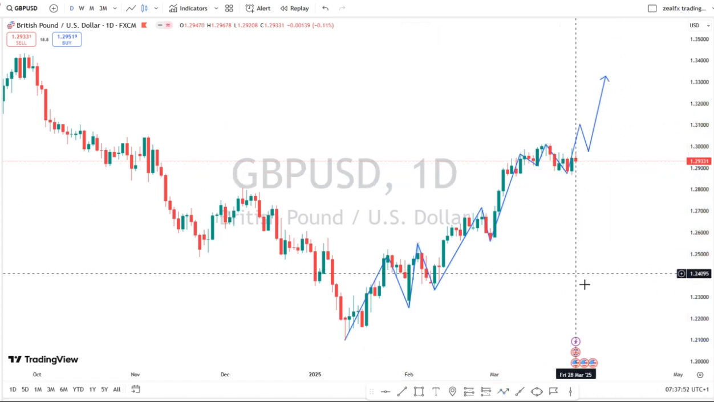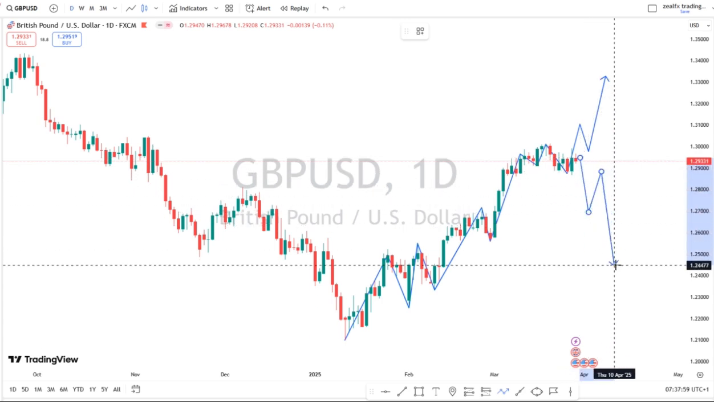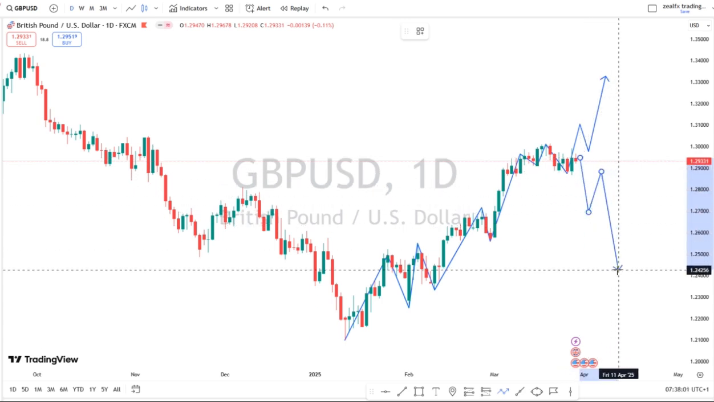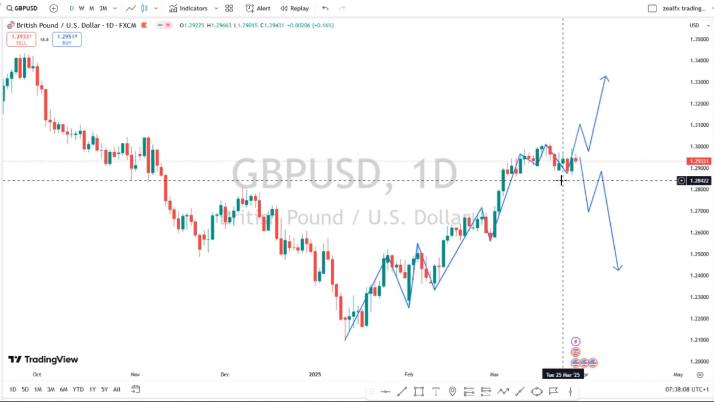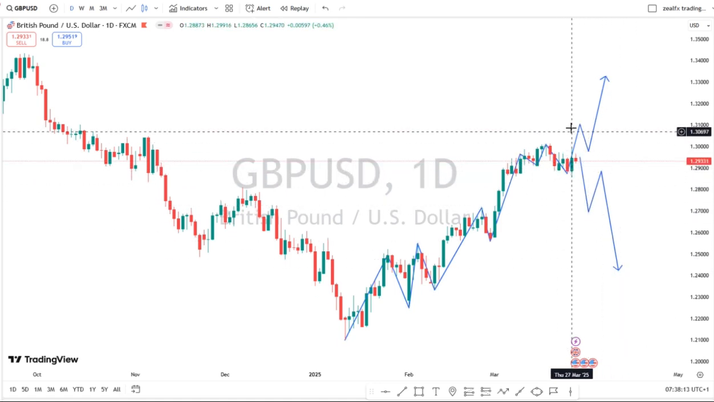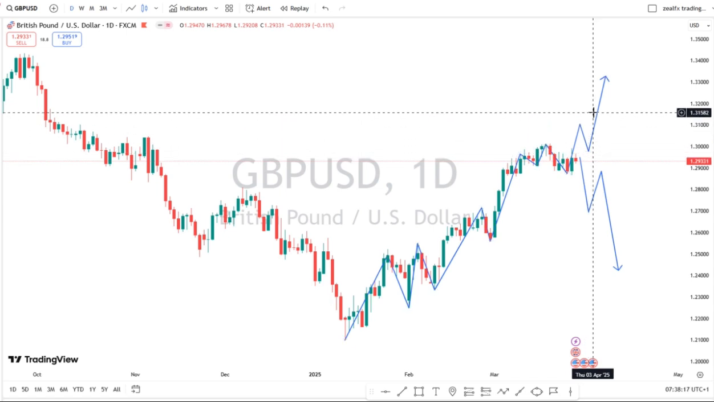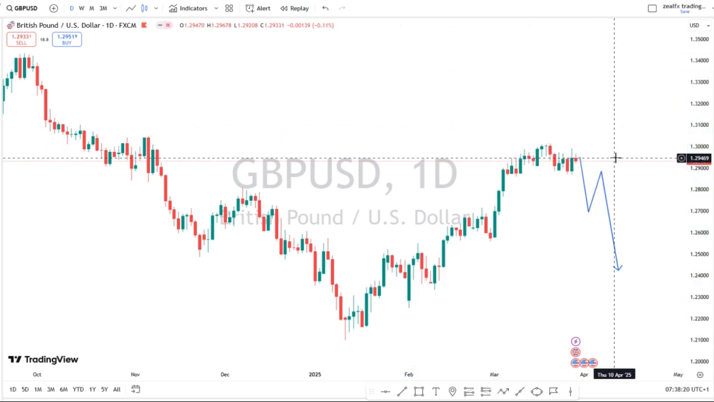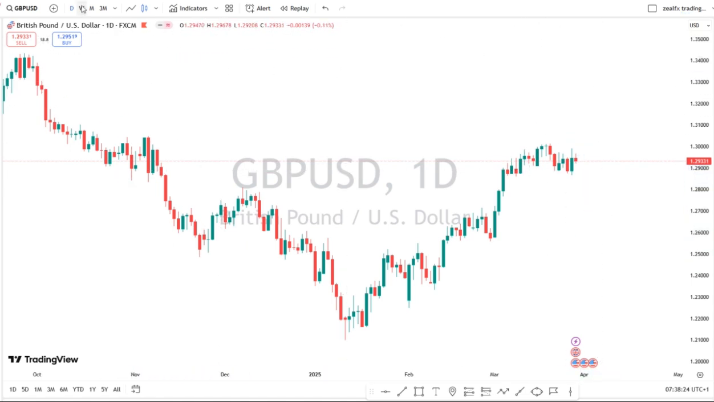Before we can look for a sell opportunity, we also expect price to break this level. Because we are at the end of the month, we are expecting the monthly chart to close first before we can make our possible decision. So we expect price to break this level, then we look out for selling opportunities on the GBPUSD, or we expect price to break this high, then retrace, before we look out for buying opportunities. So let's look at the weekly chart of the GBPUSD.